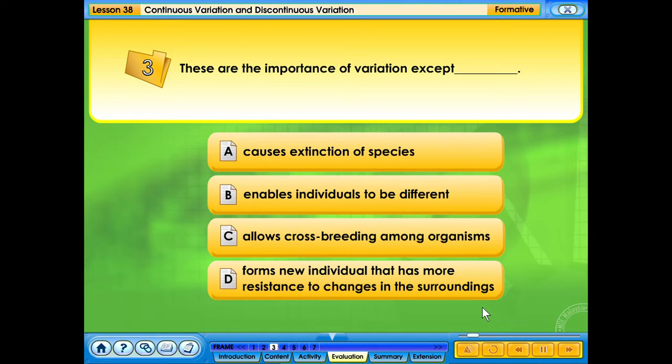These are the importance of variation except A. Causes extinction of species. B. Enables individuals to be different. C. Allows crossbreeding among organisms. D. Forms new individual that has more resistance to changes in the surroundings. Your answer is correct.